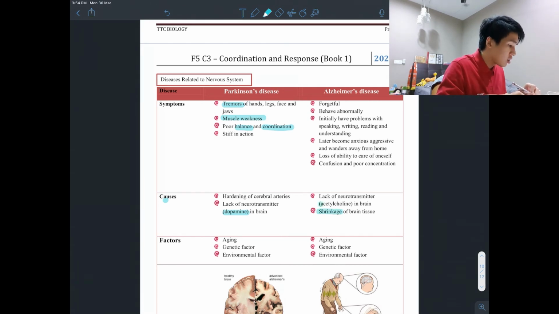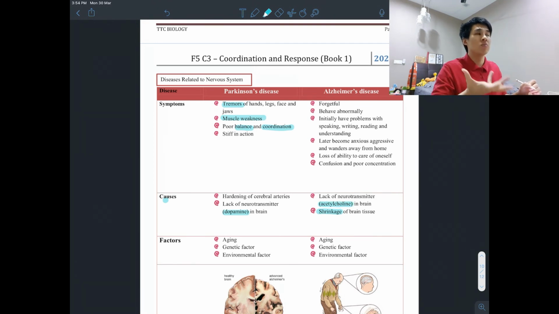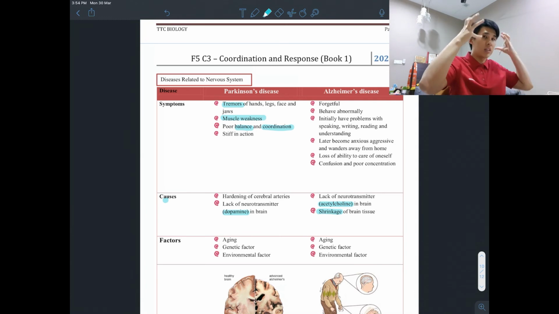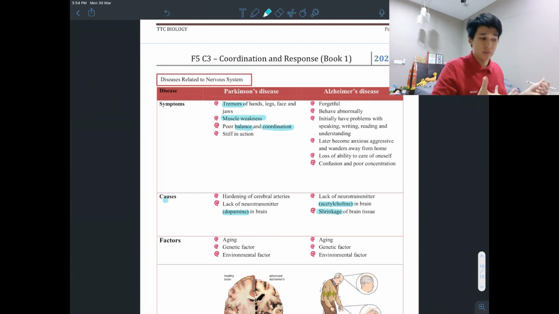neurotransmitter called acetylcholine. Acetylcholine is a type of neurotransmitter that controls brain activity, means help you to remember things, for example. That's why old people are very forgetful. Sometimes they even forget who their children are, what their name is, where they are from, and so on. Sometimes they behave abnormally, like they act as a child, act like not themselves. They will have a lot of problems like writing, speaking, they suddenly don't know how already. And we always hear that old people will wander away from home. Confusion, poor concentration.